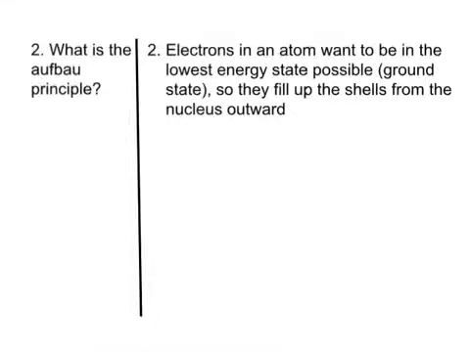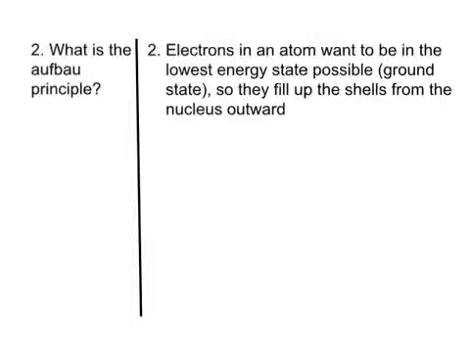Alright, so it's important to know that electrons in an atom want to be in what's called the ground state. It's the lowest energy state possible in an atom. So what they do is they're going to start filling up those subshells, shells, and orbitals closest to the nucleus first, and then they go outward as they fill up the seats around the nucleus. This is called the Aufbau principle.